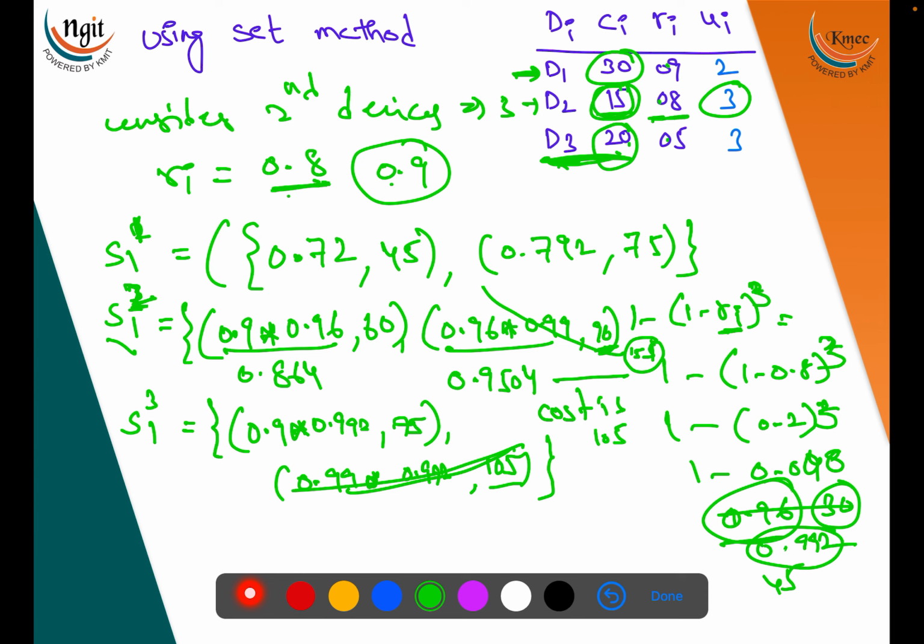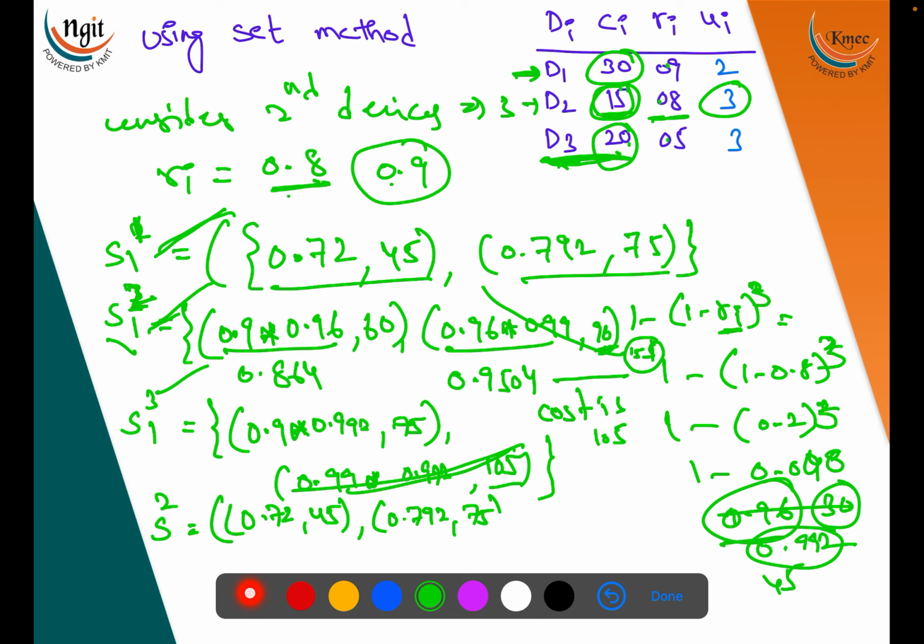Now write the final S2 set. S2 set is what? You just merge S1 with single copy, S1 with double copy, S1 with 3 copies. You just merge the solutions. That is 0.72 comma 45 will be in the set. And the next is 0.792 comma 75, and 0.864 comma 60, and 0.8928 comma 75. So with this we finished D2 with 3 copies and we still have more to move for S3.